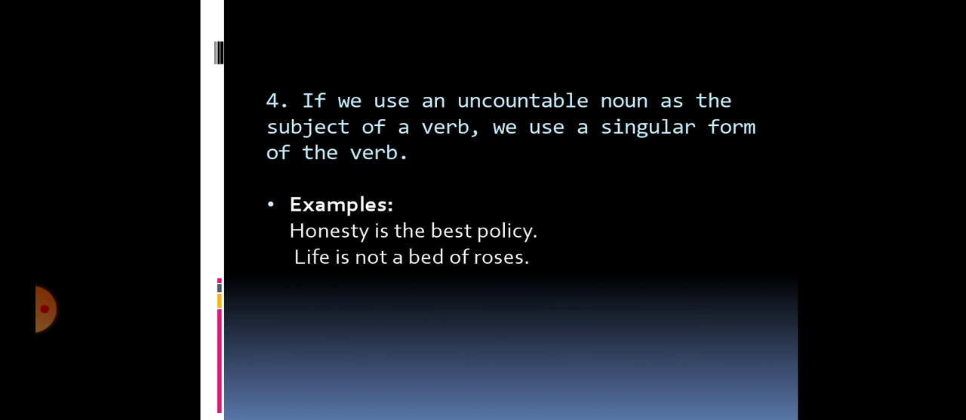If we use an uncountable noun as the subject of the verb, like honesty, it's uncountable, right? We use a singular form of verb. Honesty is the best policy. So is singular. Life is not a bed of roses.